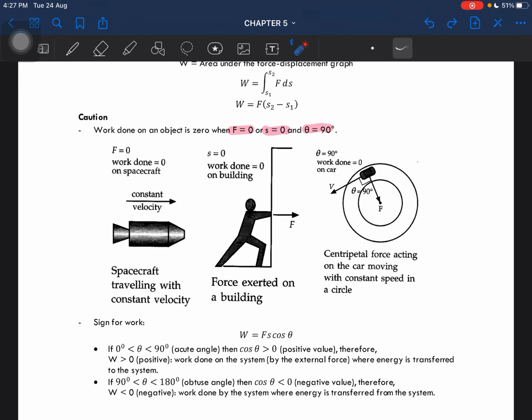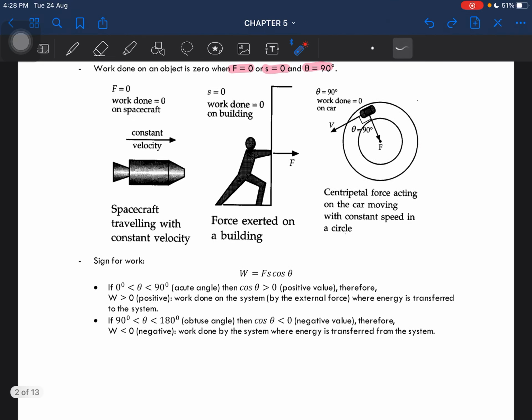And then work done equal to 0, force exerted on a building. How can you push a building, right? So if the building is stuck here, you won't be doing any work. It's useless. So that's why the work done is equal to 0. And then centripetal force acting on the car. So this one, the angle between the force as well as the velocity, which is the displacement of the car, is 90 degree. That's why the work done here is equal to 0.